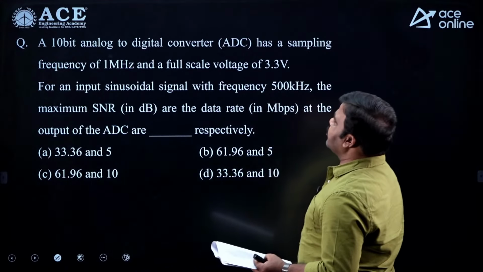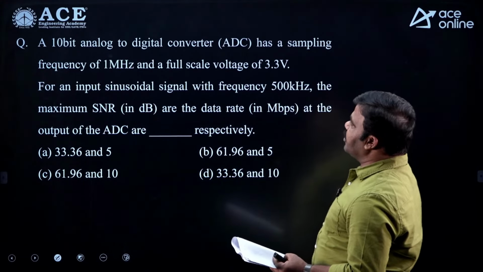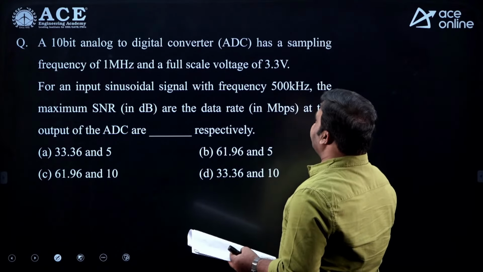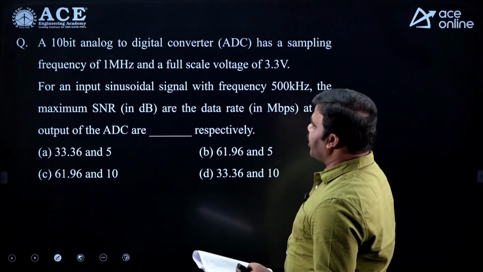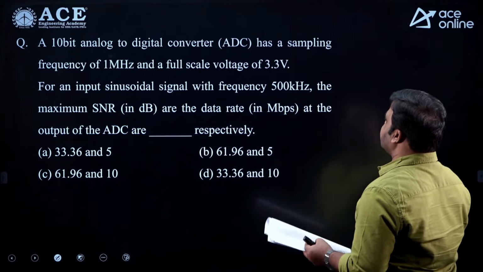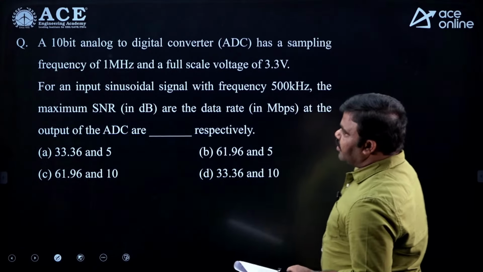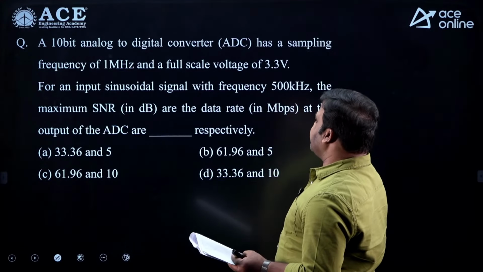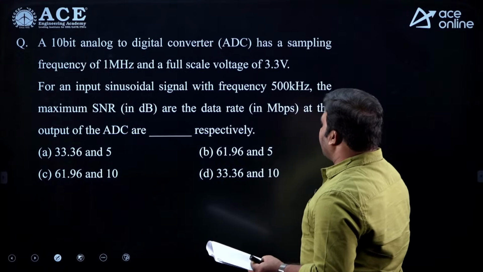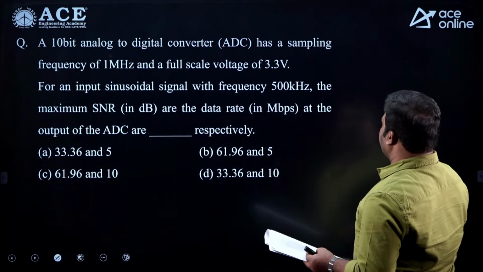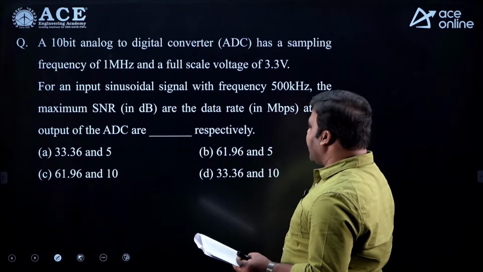A 10-bit analog to digital converter has a sampling frequency of 1 megahertz and a full scale voltage of 3.3 volts. For an input sinusoidal signal with frequency 500 kilohertz, the maximum SNR in dB and the data rate at the output of the ADC are.